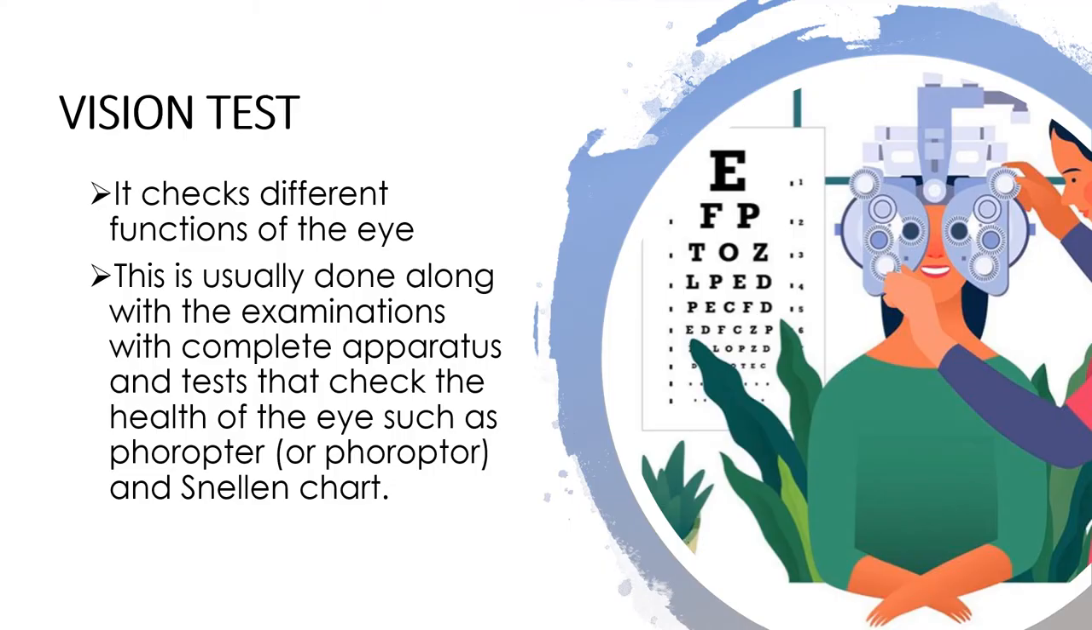Vision test. It checks different functions of the eye. This is usually done along with the examinations with complete apparatus and tests that check the health of the eye, such as phoropter and Snellen chart.